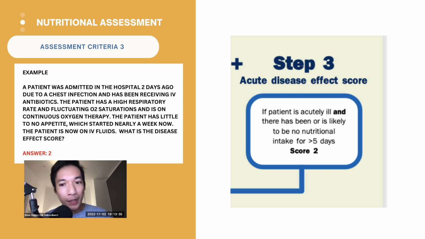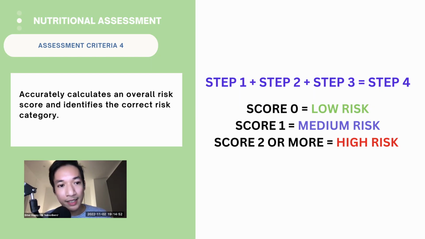Of course, another premise for number 3 is if the patient is not eating in the last 5 days. Next, assessment criteria number 4 is accurately calculates an overall risk score and identifies the correct risk category. Of course, number 4 is easy. You're only adding step number 1, step number 2, step number 3, and you will get step number 4. So again, if the patient scored 0, that is low risk. If the patient scored 1, that is medium risk. Score 2 or more, definitely high risk.